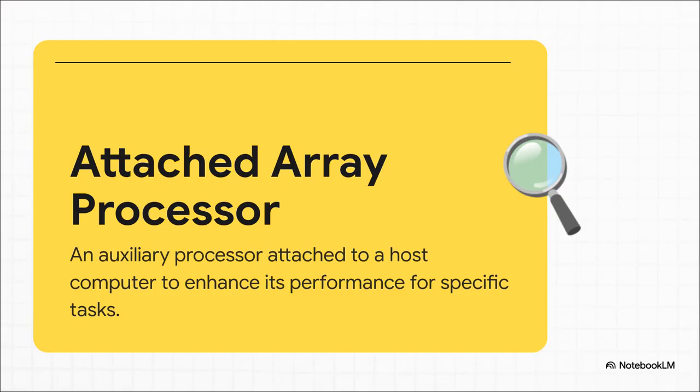So first up is the attached array processor. The best way to think about this is like a powerful add-on, like a turbo booster for your computer. You take a regular general-purpose computer, the host, and you connect this specialized processor to it. The main computer handles all the normal stuff, but whenever there's a really heavy calculation, it just offloads that work to the attached processor for a huge speed boost.